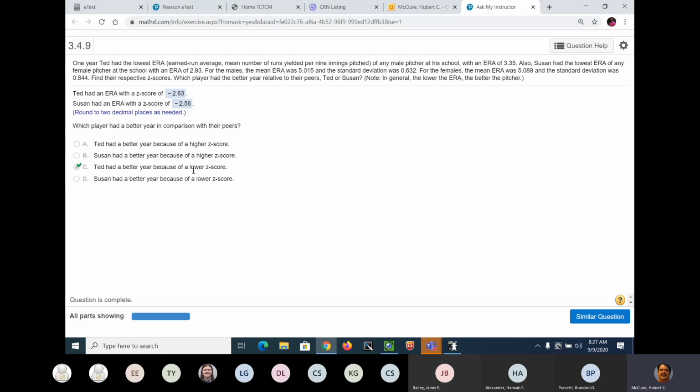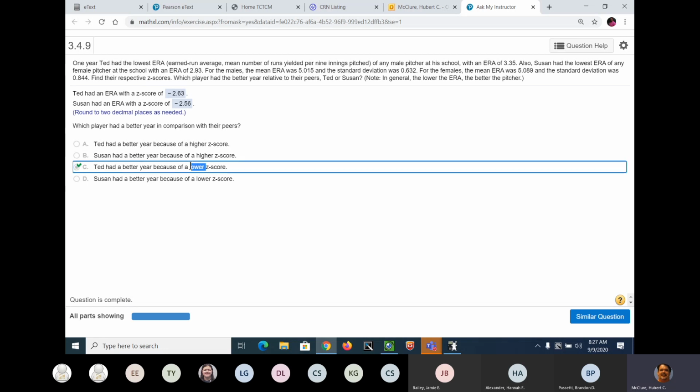Why does it say lower? Okay, lower because negative is lower. That's why I think you might have got mixed up with that word right there. Even I got mixed up with it. It's the lower z-score because it's negative. So my bad on that one.